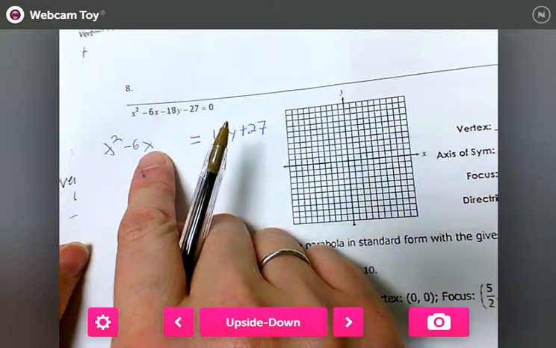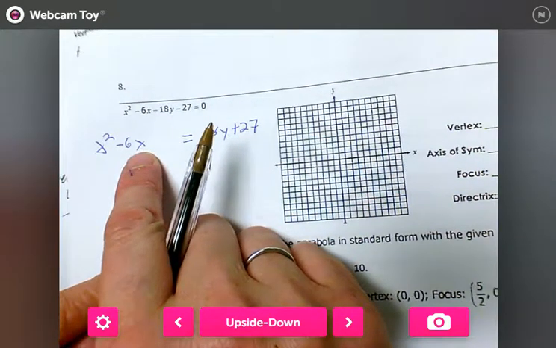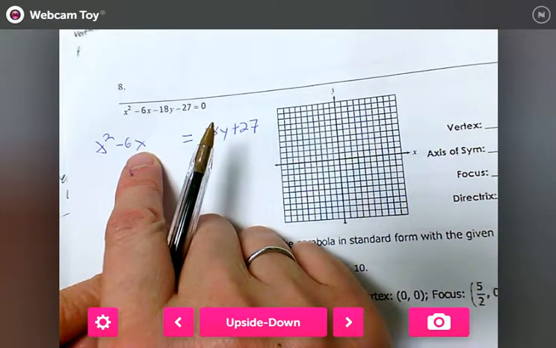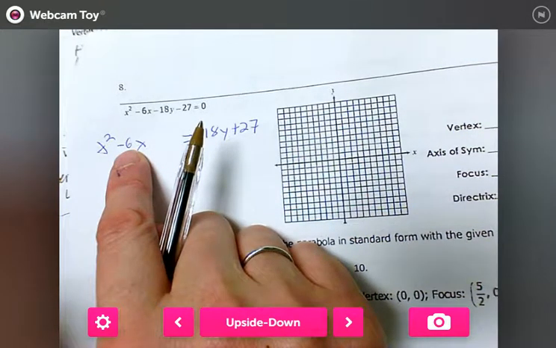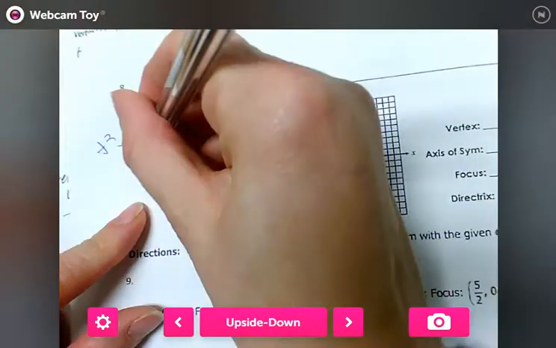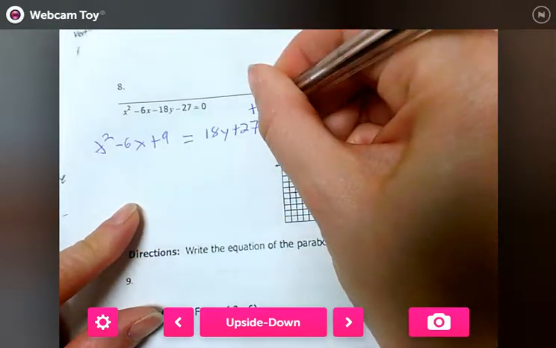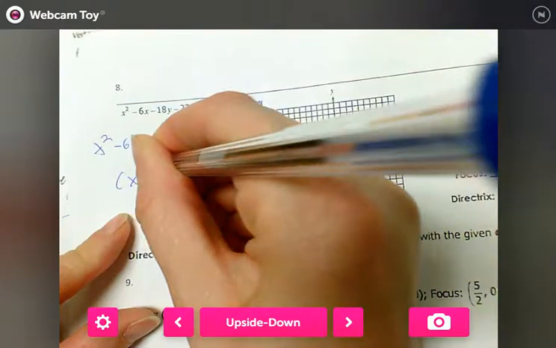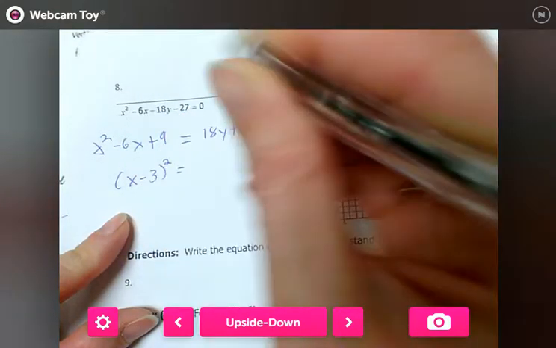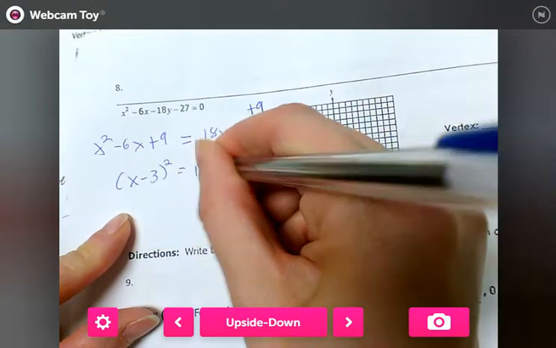Does anybody remember how to do this besides me? Half of this, that's right. So half of -6 is 3. 3 squared is 9. So we're going to go 9 and add 9. Then this factored out is x minus 3 squared equals 18y plus 36.